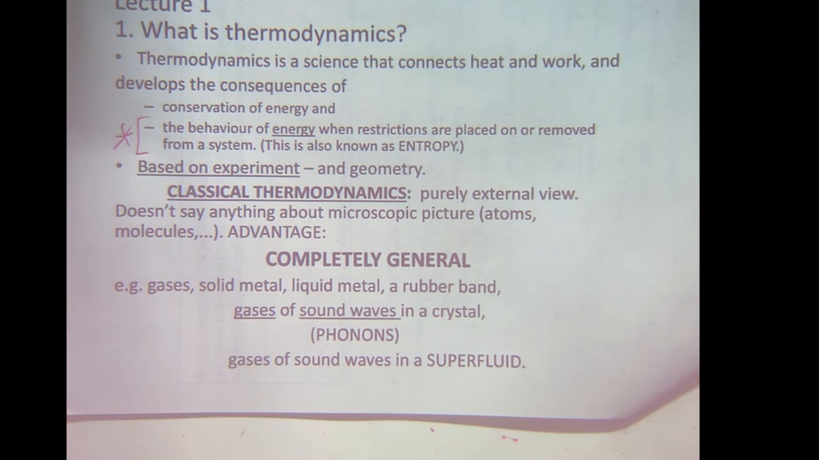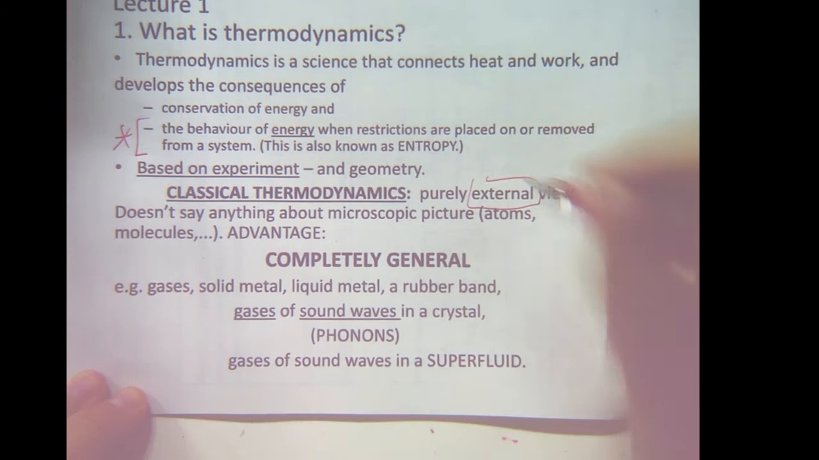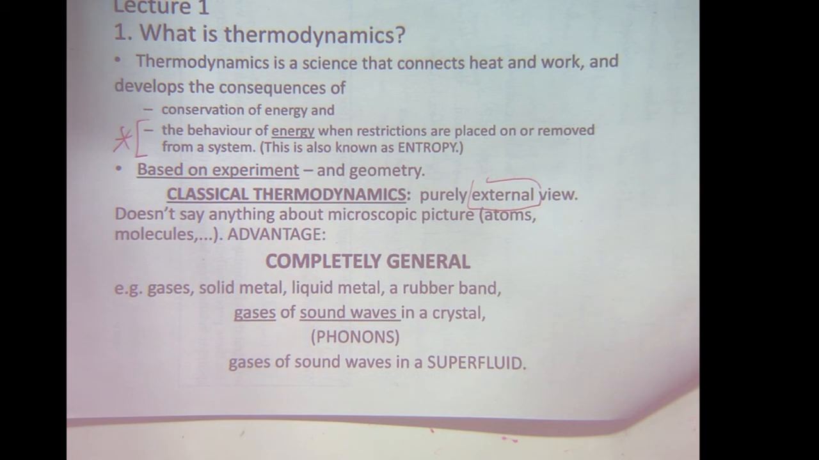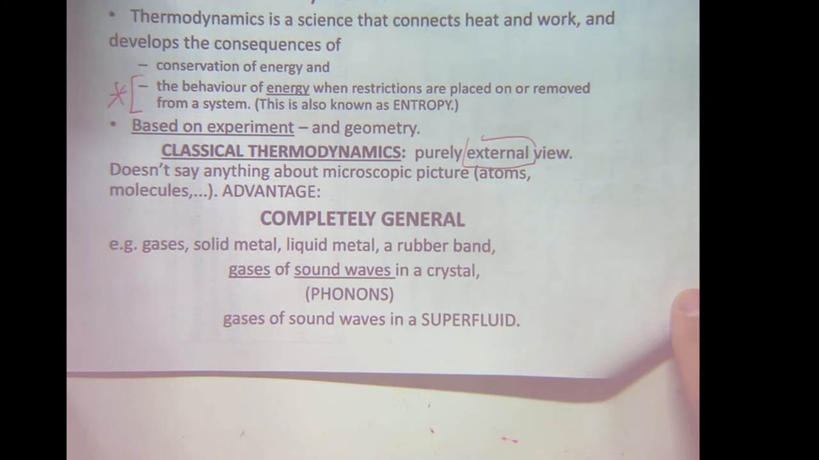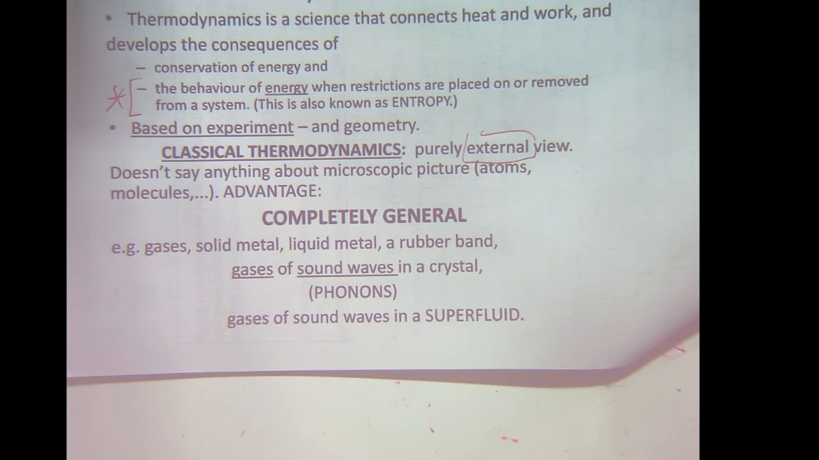It's a completely external view. External in the sense that you do not ask any questions about the properties of the underlying constituents, meaning atoms, molecules, phonons, skyrmions, anything. You don't care what makes up the system. You just ask what is the behavior of the system as a whole. It's completely general. So gases, a solid metal, a liquid metal, a rubber band, or gases of sound waves, which are called phonons. Gases of sound waves in a superfluid are all described by the same equations.